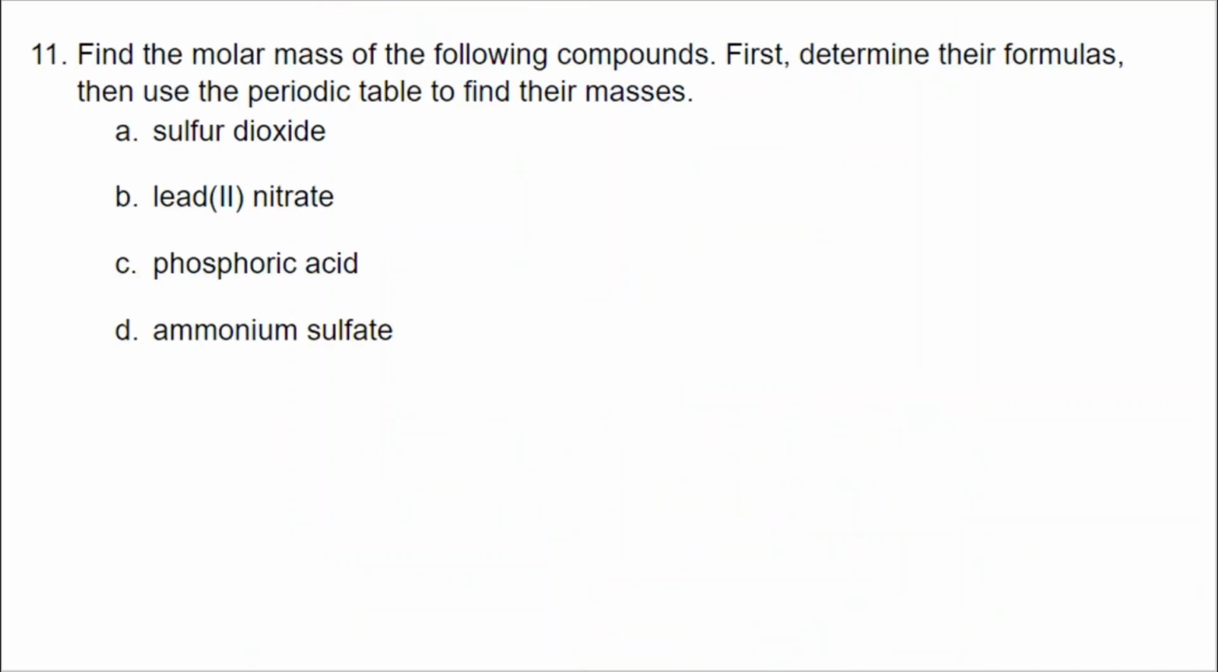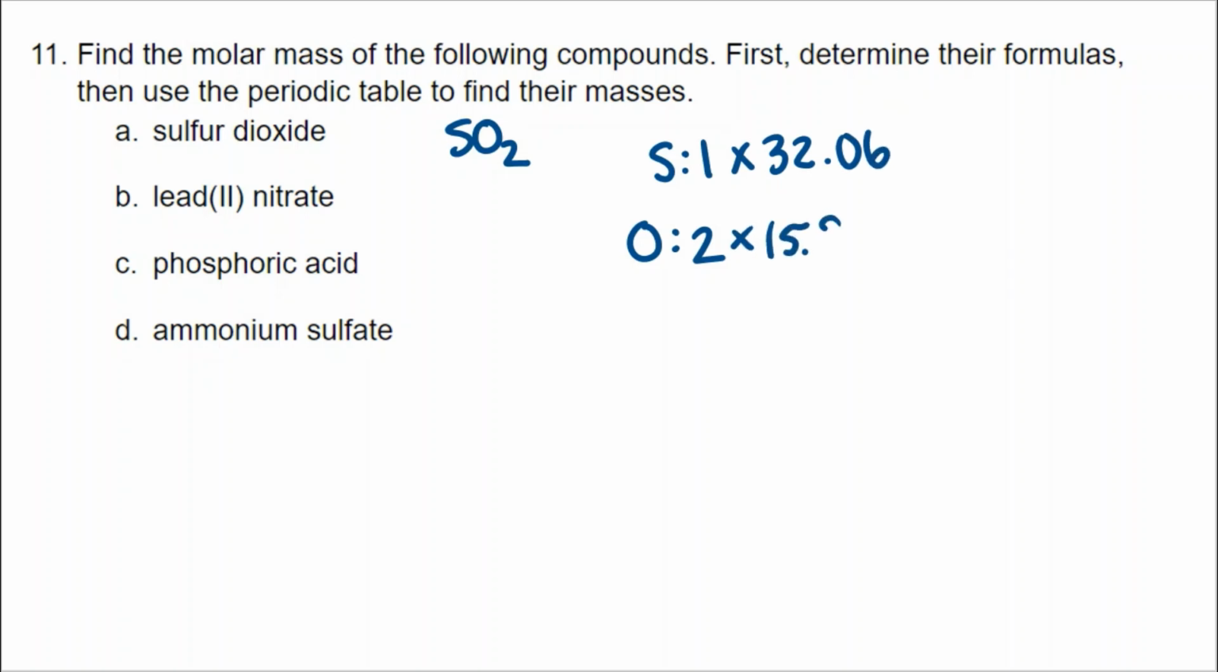So let's do a couple of practice problems here. These are written as names, and we want to first determine their formulas, and then we can use the periodic table to find their masses. Sulfur dioxide is a covalent molecular compound, and the formula for this is going to be SO2. In this molecule, I have 1 sulfur and 2 oxygens. So I'm going to look on the periodic table and find the molar mass for sulfur, and then find the molar mass for oxygen.